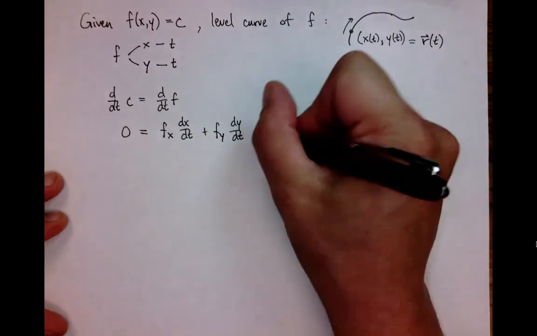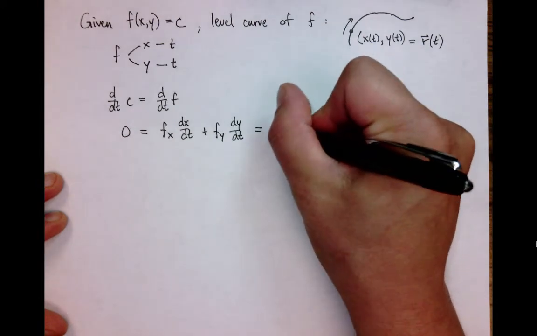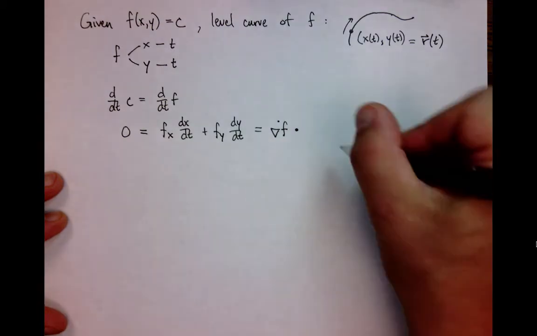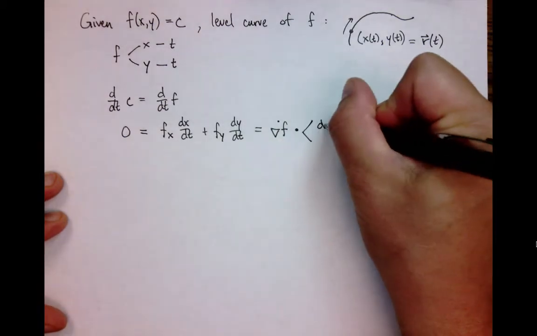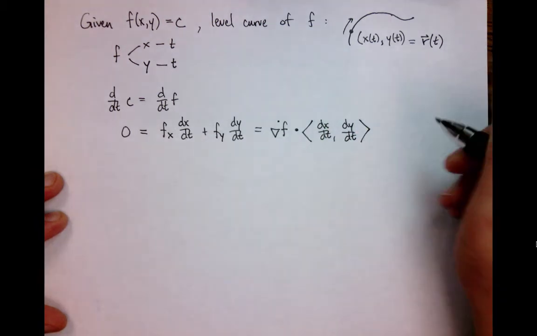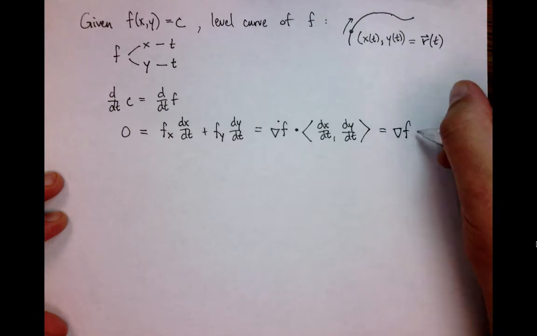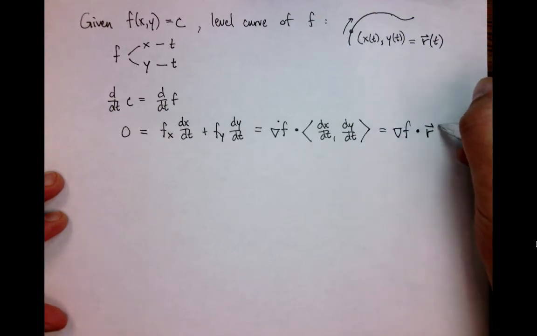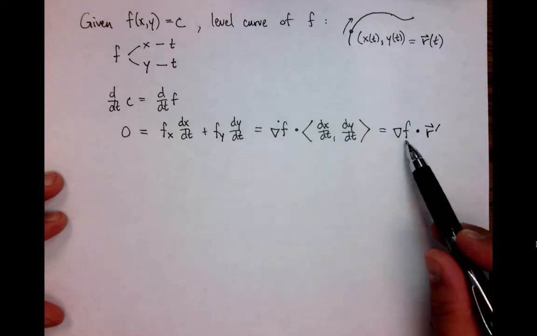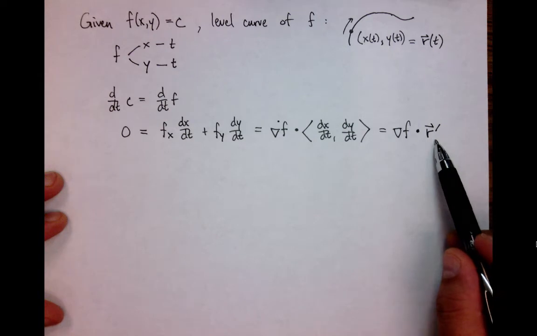And now we recognize it as a dot product of the gradient vector with the vector dx/dt, dy/dt, which is just the derivative of the position vector. So reading from beginning to end, we have that 0 is equal to the gradient dotted with r prime. And that means that these two vectors are perpendicular.